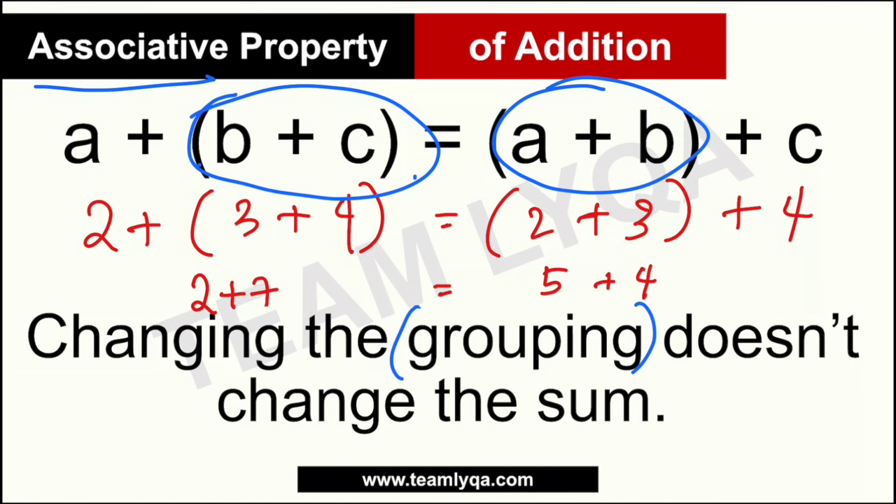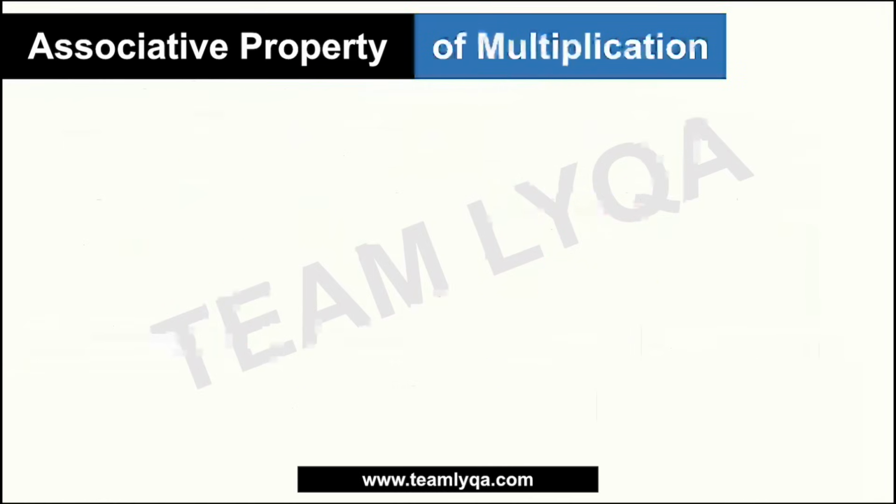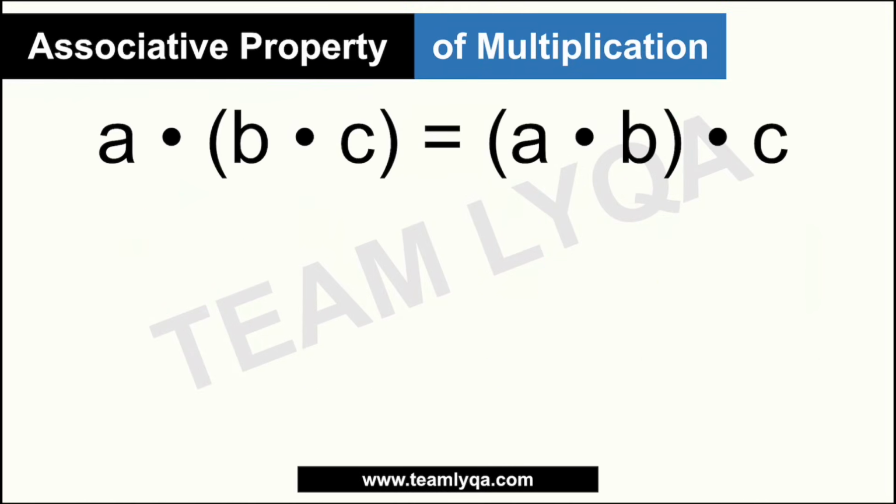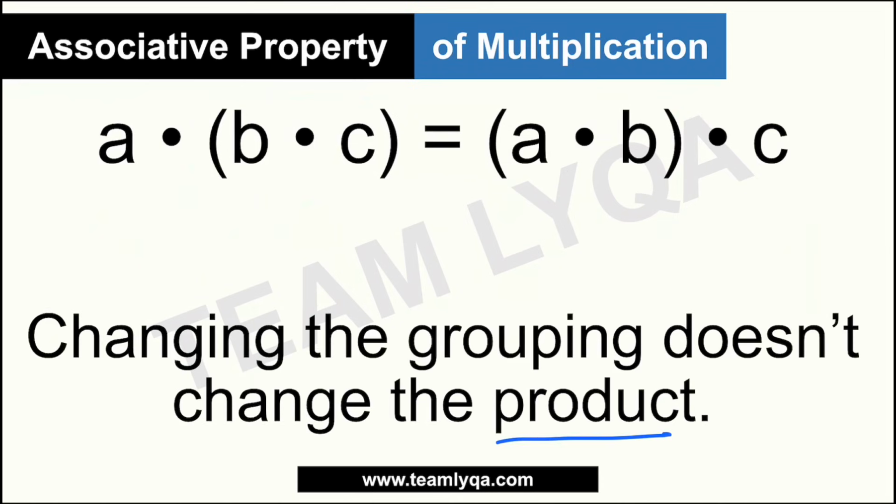Ang homeowners association, ang mga association, it's a group of people. So again, kapag may grouping, group ang pinag-uusapan, yung parentheses, yun yung associative property. Now, hindi lang siya sa addition, meron din sa multiplication. Kasi if you have something like this, again, the same naman din ang ibig sabihin. Kaya lang, it's the product. Kasi ang product ang resulta ng multiplication. So, changing the grouping doesn't change the product.